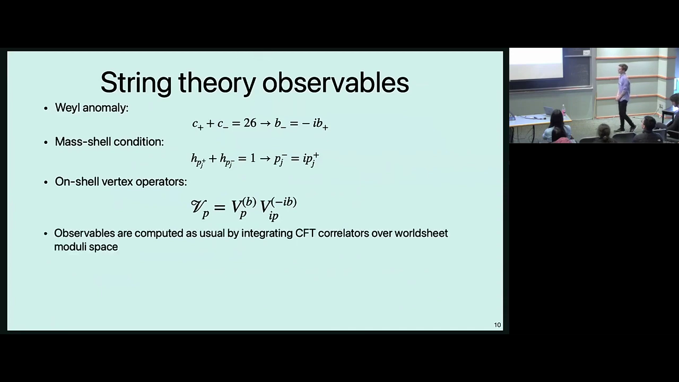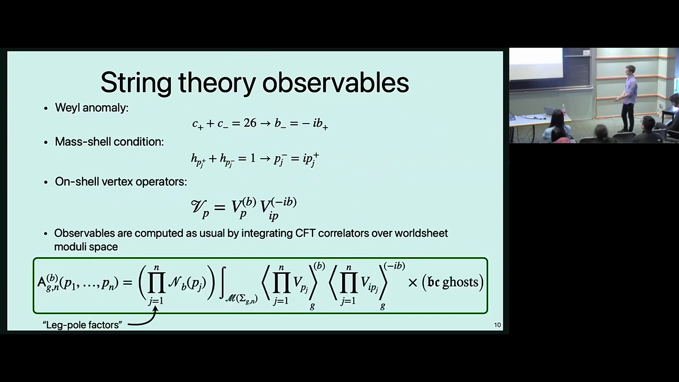Now, observables, string amplitudes, are computed as usual in string theory by integrating CFT correlation functions over the moduli space of the worldsheet. So these are the string amplitudes that we call A_{g,n}. They depend on the n external momenta P, and they're computed by integrating the product of these two Liouville CFT correlators paired with the bc ghost as usual over the moduli space of the Riemann surface. I kind of want to sweep this under the rug, but it turns out to be convenient in this theory to introduce some leg pole factors, some overall normalization of the external operators, but don't worry too much about this.